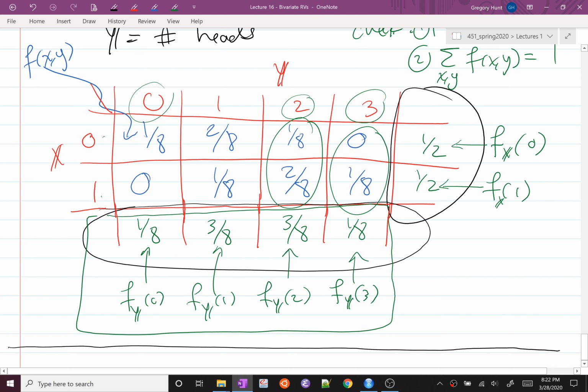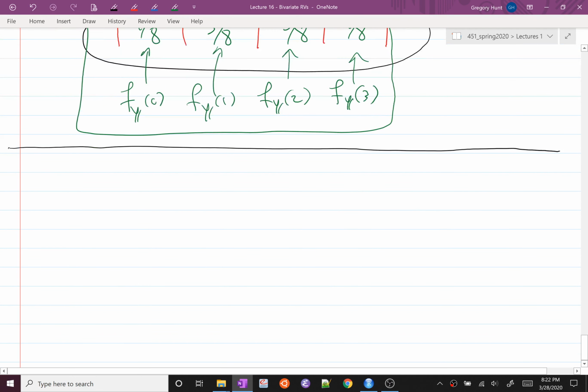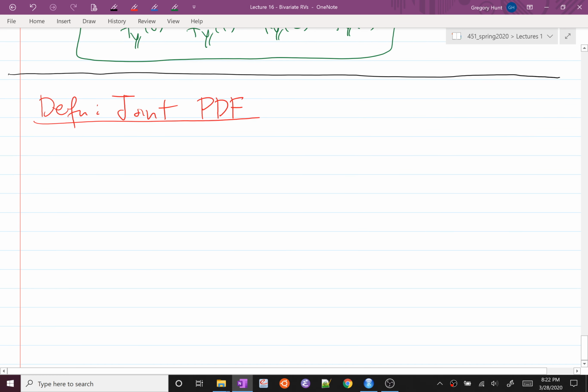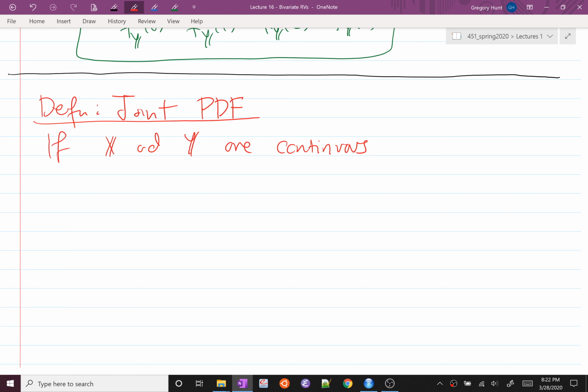Okay. So let's continue on. We talked about discrete. Presumably we can do something similar in the continuous case. And indeed we can. We're going to define something that we call the joint. So let's call this a definition. Joint, instead of PMF, now it is a PDF. So this is for the continuous case. If x and y are continuous, then (x, y) is a bivariate continuous random variable.